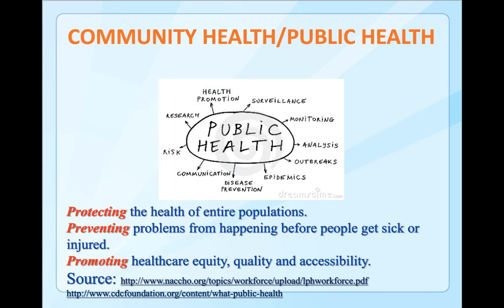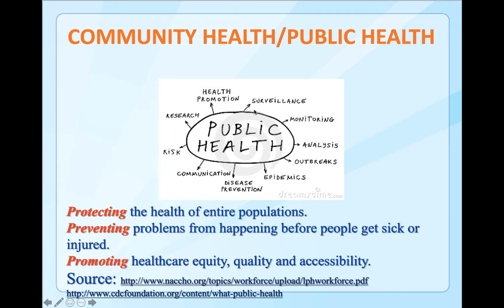The public health approach is about protecting the health of the entire population, preventing problems before they happen. So really thinking about how can we prevent people from getting sick or injured. And then there's a big social justice component of public health, of really looking at healthcare equity and the quality of healthcare and whether it's accessible, and also looking at our environment to see if that's healthy and whether it promotes health and well-being.